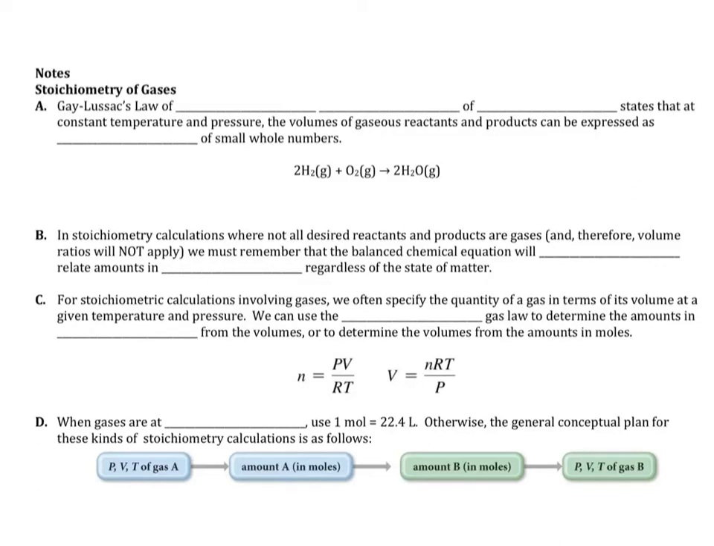All right, these notes today are very simple, so we're just going to go through them quickly in this format. But what we're going to talk about today is the stoichiometry part of this unit, and there's three types of stoichiometry problems. The first one we're going to talk about regards Gay-Lussac's law of combining volumes.